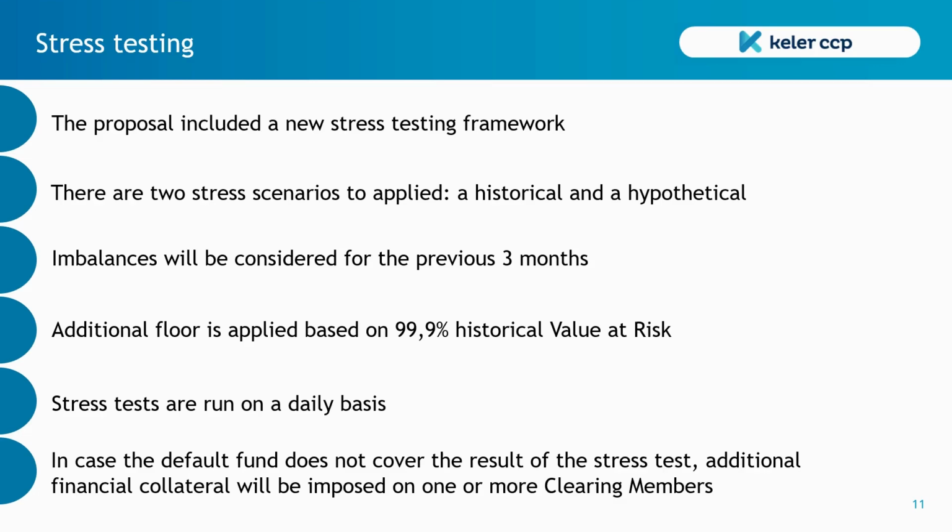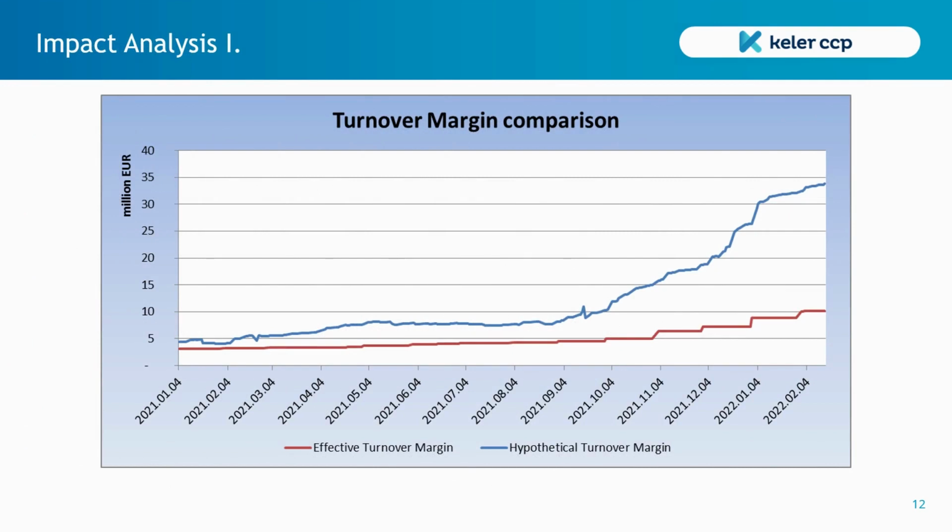And also some impact analysis shall be shown on the slides. First, the turnover margin calculation results. On the red line, you may see the effective turnover margin from the 1st of April 2021 to the end of January 2022. And we calculated the hypothetical turnover margin for this given period of time with the new proposals that I have mentioned earlier. With the daily calculation, the recalculation of the percentage parameter, and with the implementation of the CEEGEX and Trading Platform net sell positions as well.